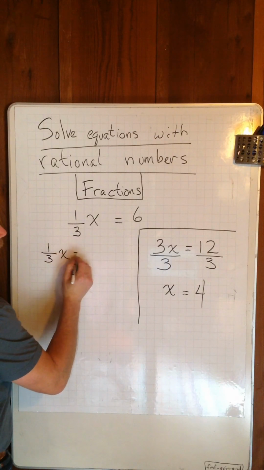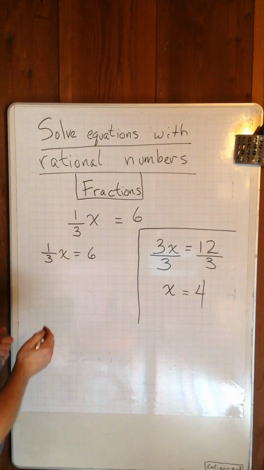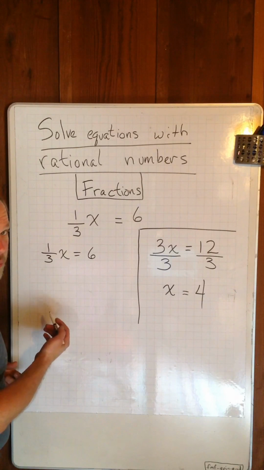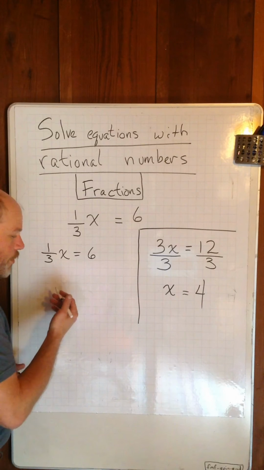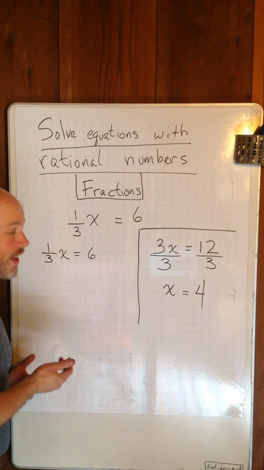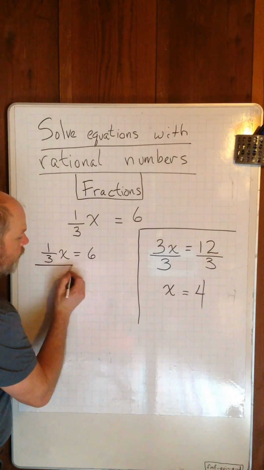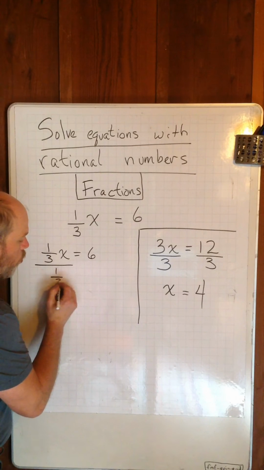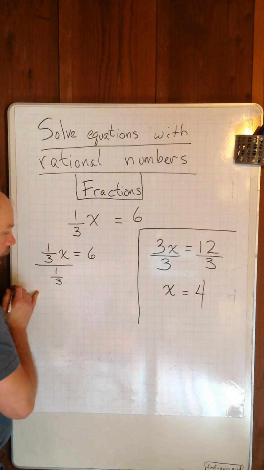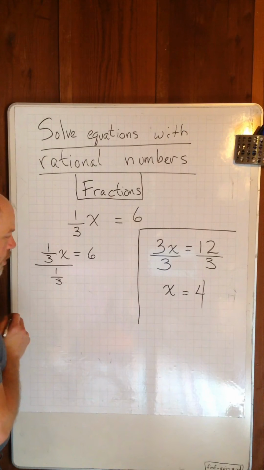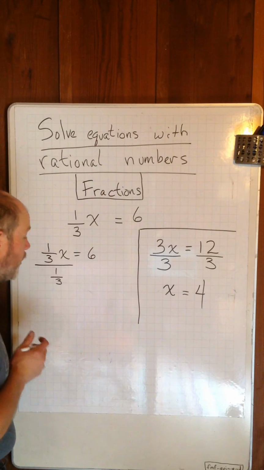1/3 x equals 6. Now I see that x is being multiplied by some number. Right now that number is 1/3. So what I need to do is divide it by that same number, just like we did over here. So I need to say divide by 1/3. And now I have a fraction, a big fraction with a fraction on top and a fraction on bottom, but that's okay, you're allowed to do that.